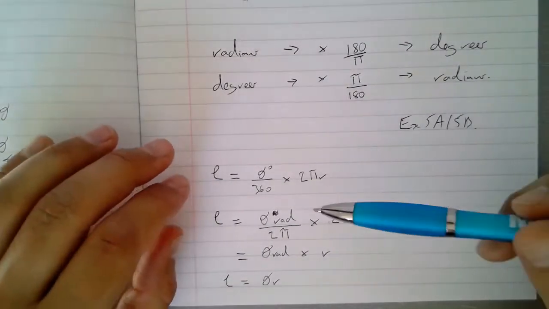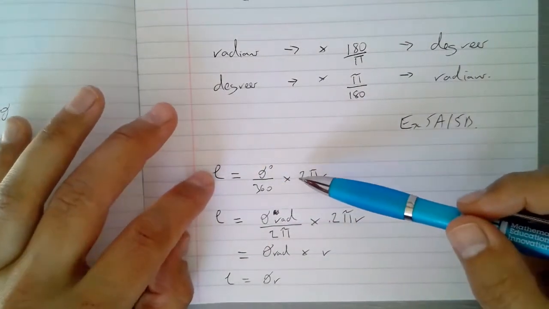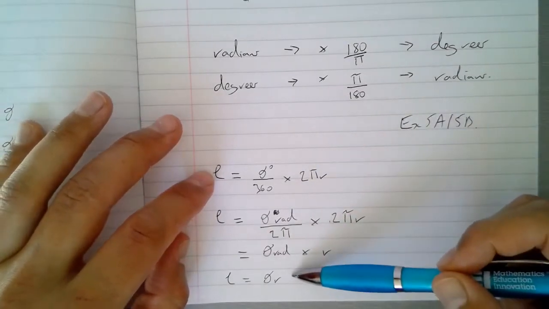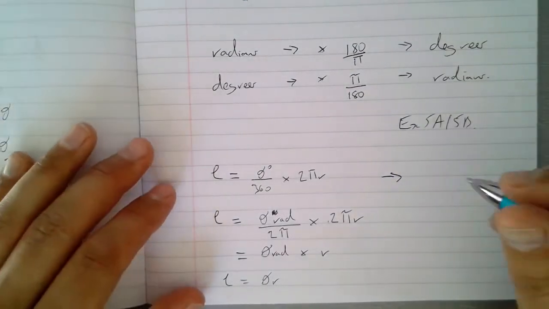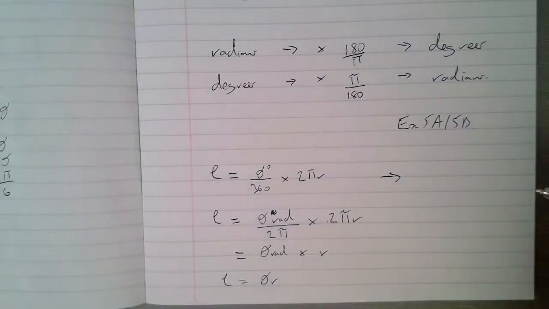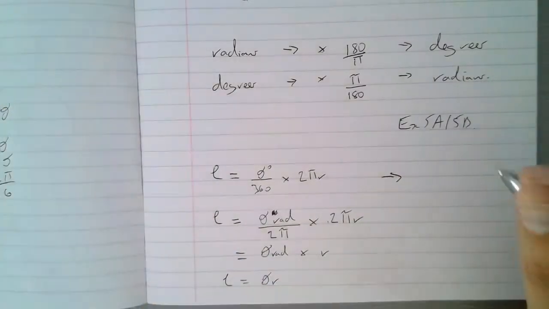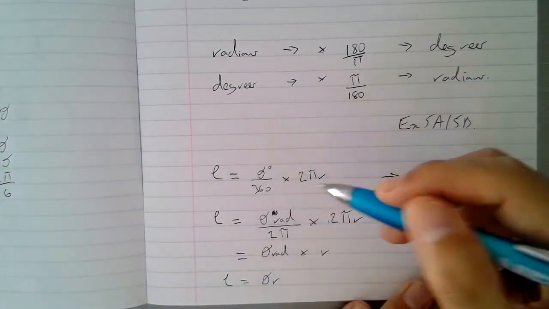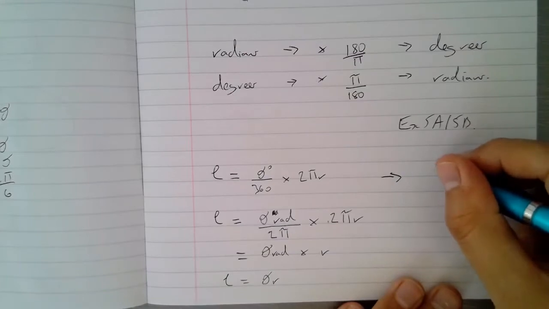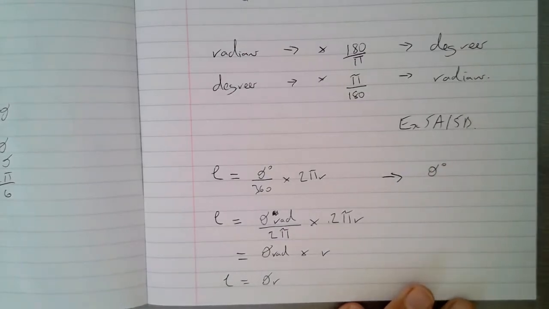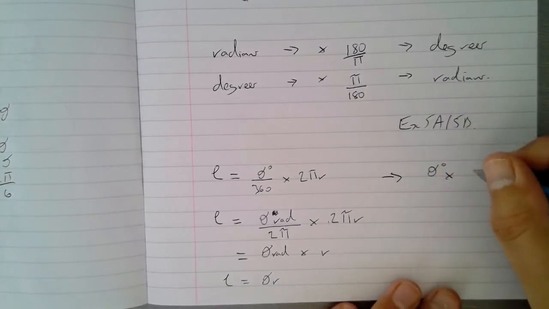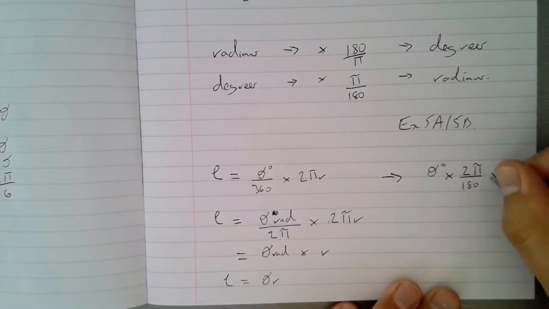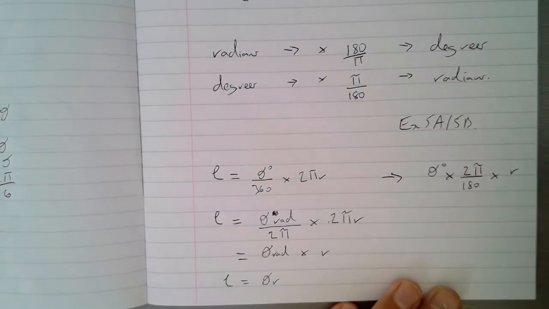So one thing we can do is take this formula here and see that this actually translates straight into theta r. And the way we can do that is by rewriting this and by considering how to change from degrees into radians. So this formula here is theta degrees times 2 pi over 180 times r, and that's probably a slightly strange way of writing it.